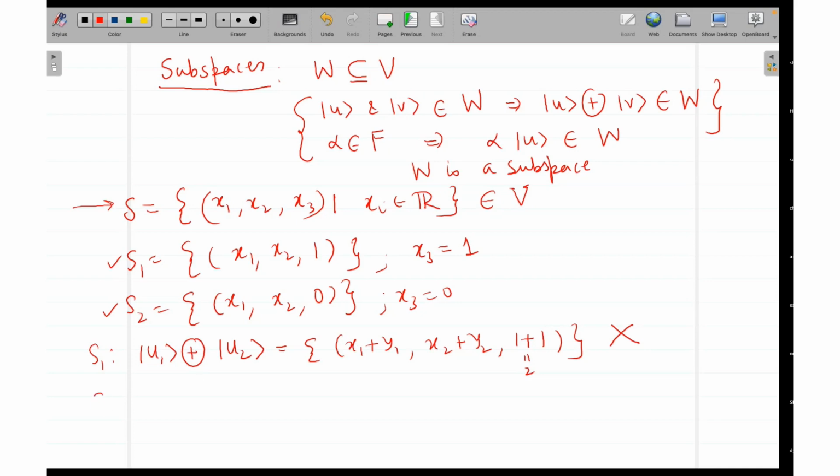What about S2? Yes, sir, it is. You will see that addition of 0 will give you 0. Multiplication by any number is going to give you 0, which means S2 is a subspace. Now, please see that S2 is a subspace.